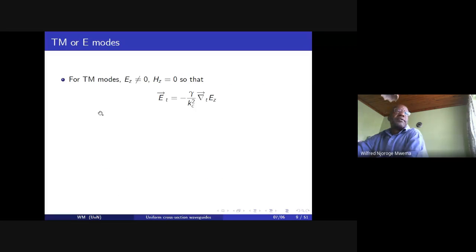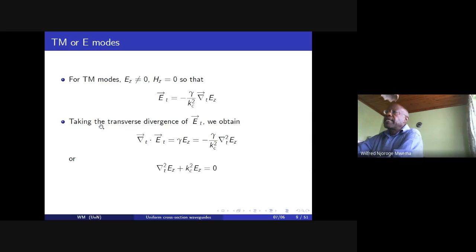So let's look at E modes, or TM modes, where Ez is not equal to 0, but Hz is equal to 0. Therefore, the magnetic field is entirely transverse to the direction of propagation. And therefore, E of t, the transverse component of the electric field intensity, is given by minus gamma by kc squared, multiplied by the gradient of Ez. Remember, with Hz equal to 0, the Z cross gradient of Hz is equal to 0, and that term falls out.